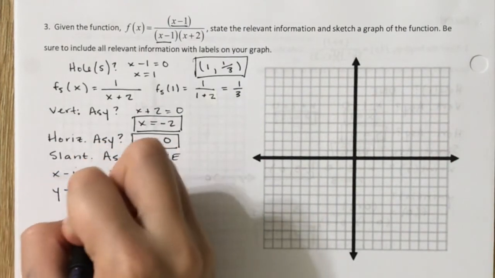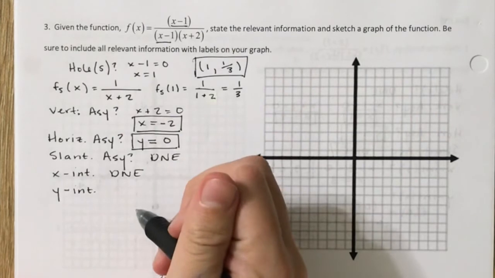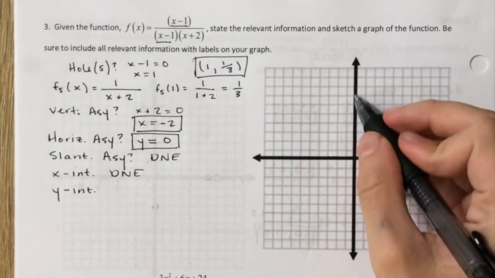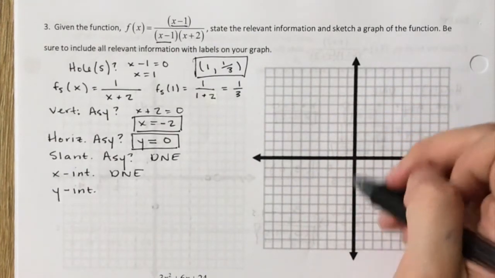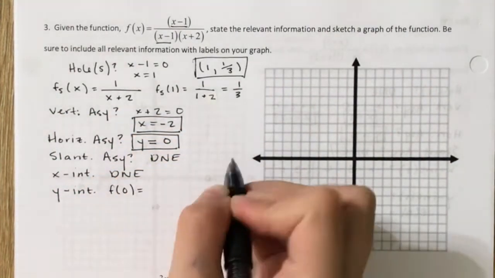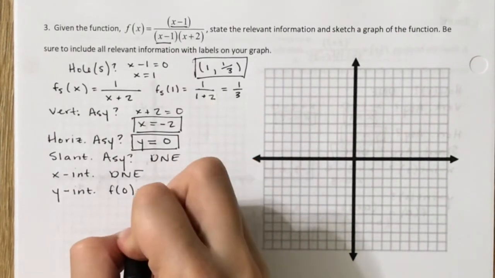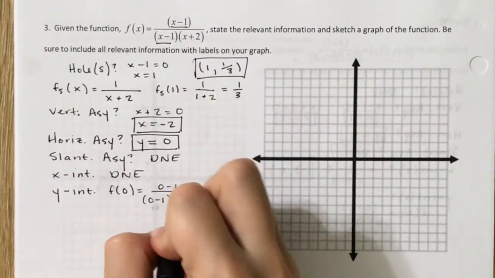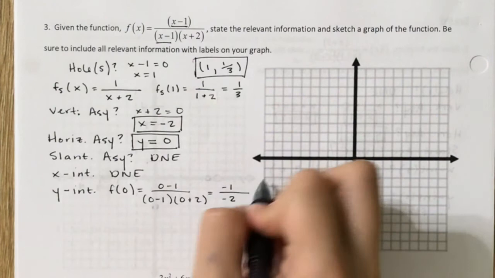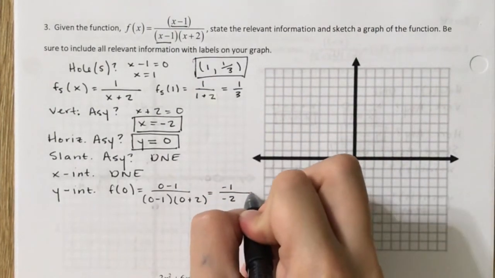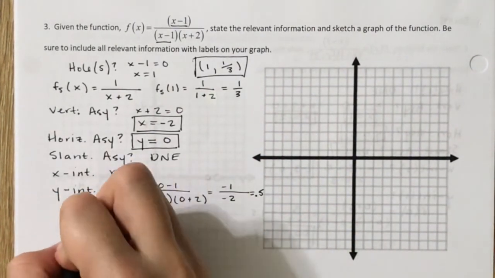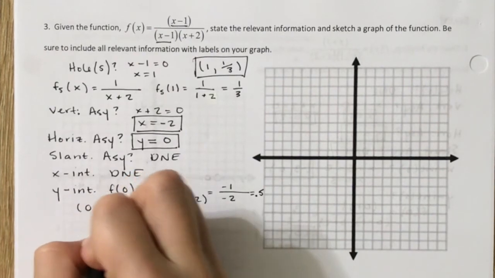Y-intercepts? Let's figure it out. Well, y-intercepts are where we have an x value of 0. It's where we intersect the y-axis, which is the line x equals 0. So that's f of 0, which gives us 0 minus 1 over 0 minus 1 times 0 plus 2. So -1 over -2, or positive 0.5. So we have a y-intercept at 0.5.